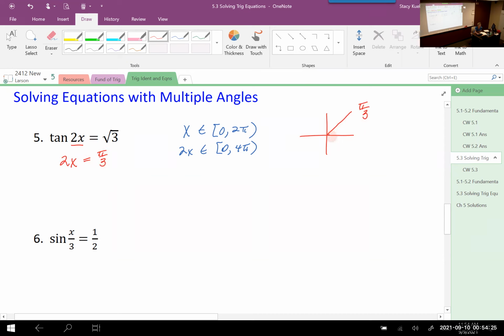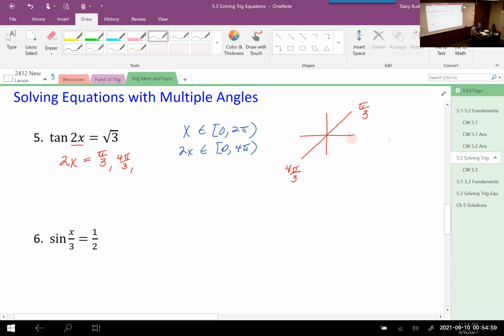Where else am I at for a positive tangent? If I'm in the first quadrant, I also have to have an angle in the third quadrant. Third quadrant, so I would be down here. And what would that be? 4 pi over 3. Right? Pi over 3 for the first quadrant, 4 pi over 3 for the third quadrant.